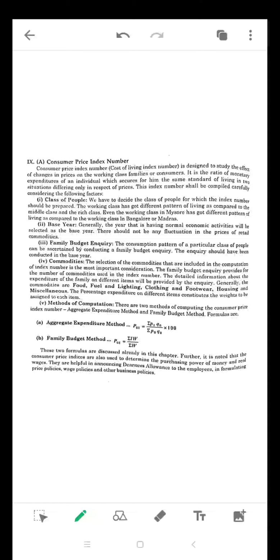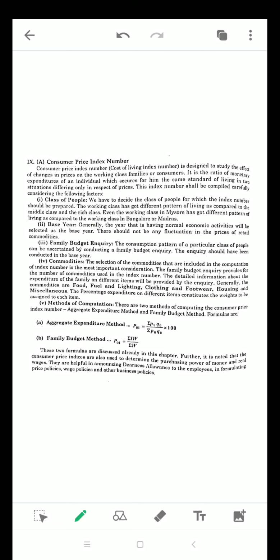Consumer price index number, also known as cost of living index number, is designed to study the effect of changes in prices on working class families or consumers. So basically we know the consumer price index. Here we will study the changes in prices that happen depending upon the quantity or the market conditions, for middle class families or middle consumers. That is what we call the consumer price index.